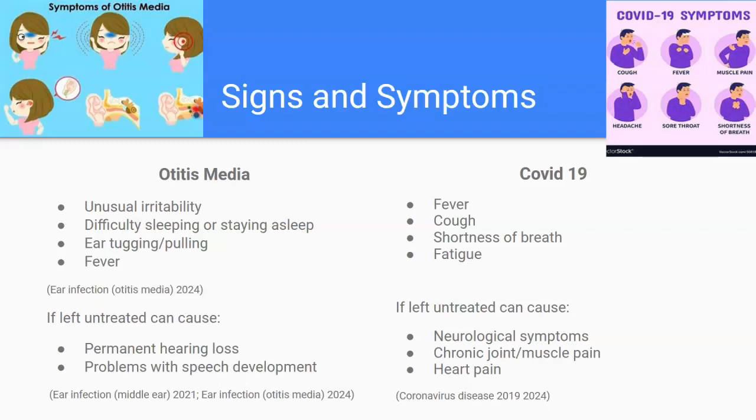COVID-19 signs and symptoms are fever, cough, shortness of breath, fatigue, muscle body aches, and it can also cause headaches, loss of smell or taste, a sore throat, nausea, or chest pain. Most COVID symptoms go away within 5 days, but it can cause some serious long-term effects such as neurological symptoms, mental health conditions, joint muscle pain, heart pain, digestive problems, blood clots, rashes, or difficulty breathing. Experiencing any of these symptoms, a person needs to get help right away or it could cause death.